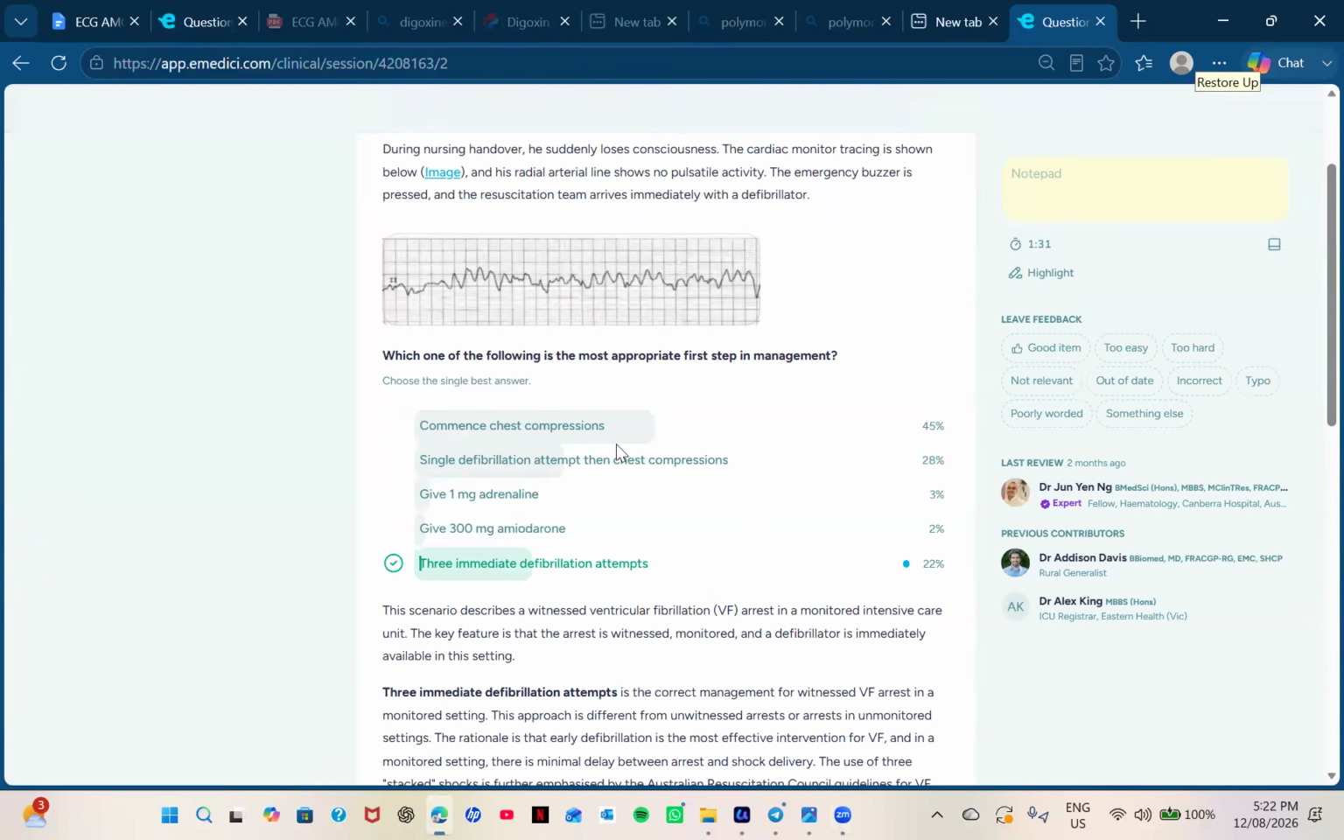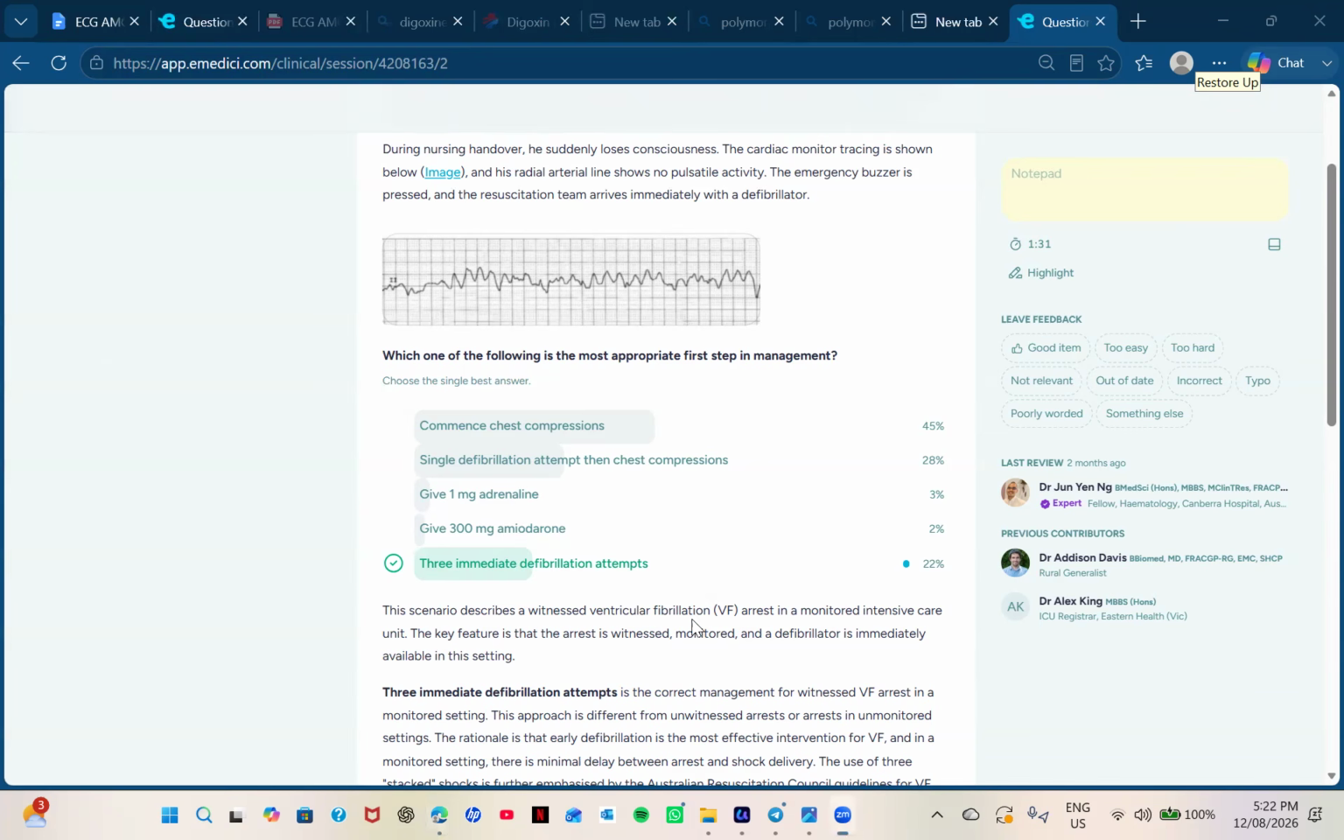Here, why not just compression? Why not just compression, doctors? Tell me. Because this is the most important.